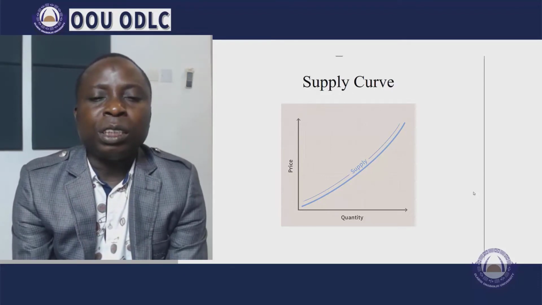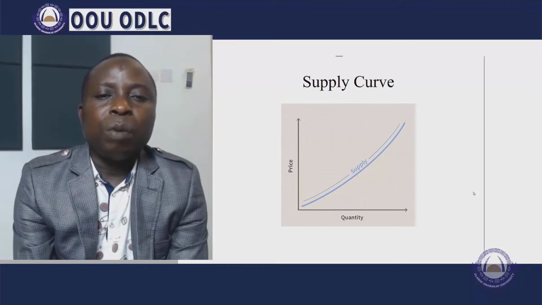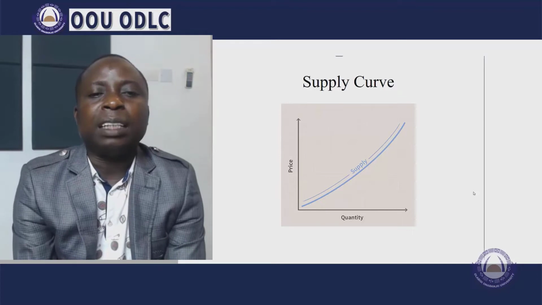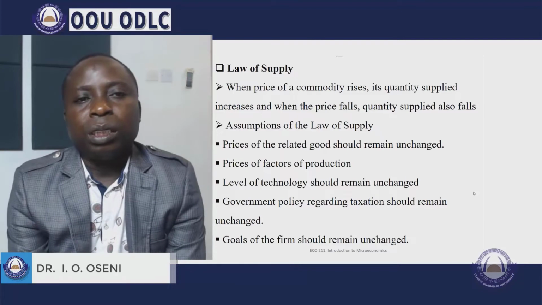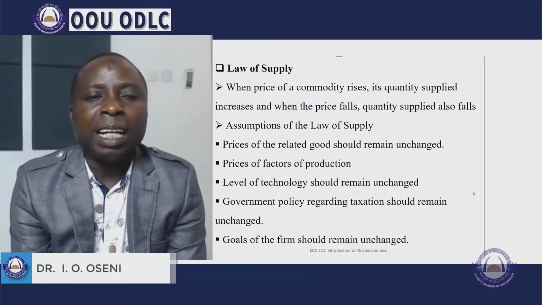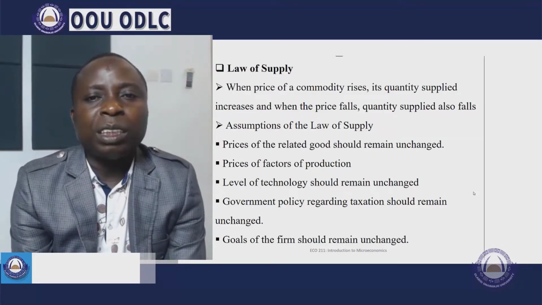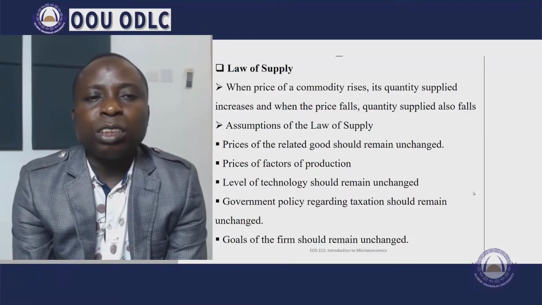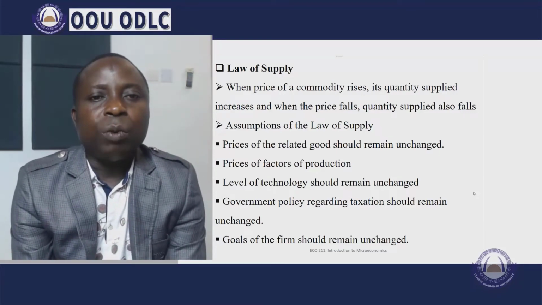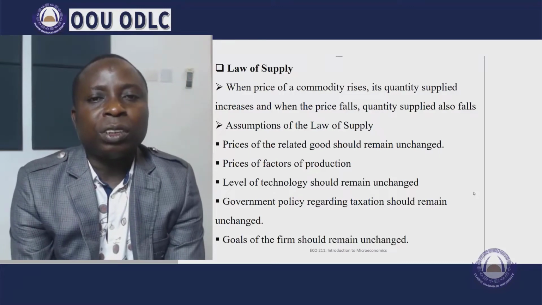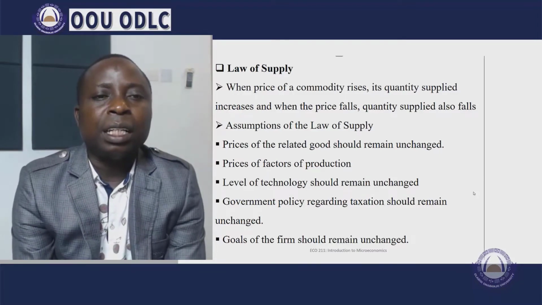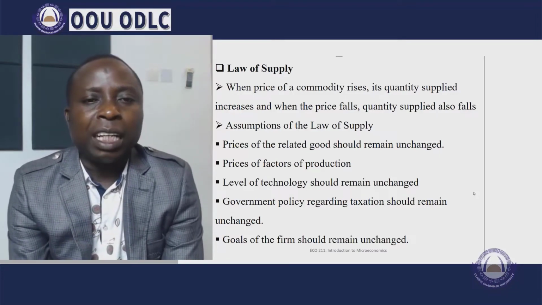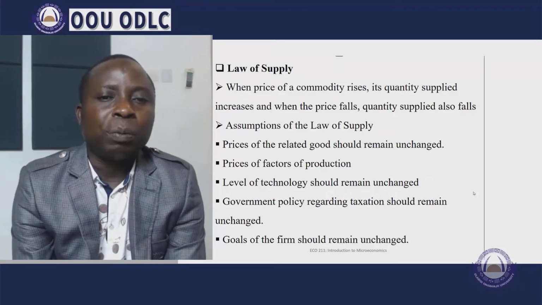The supply curve is upward sloping from left to right, as shown in the figure above. The law of supply states that when the price of a commodity rises, the quantity supplied increases, and when the price falls, the quantity supplied also falls, ceteris paribus. What are the assumptions of this law of supply?